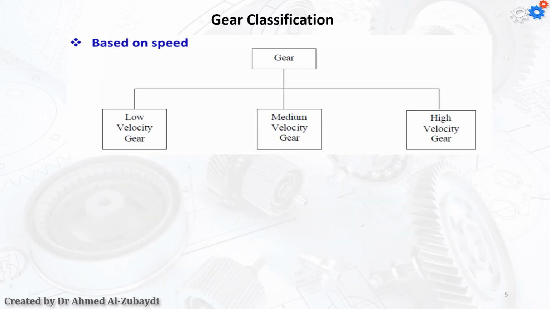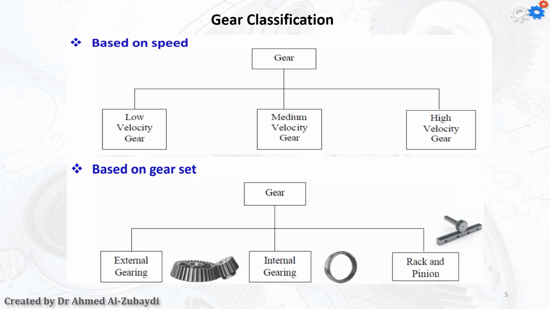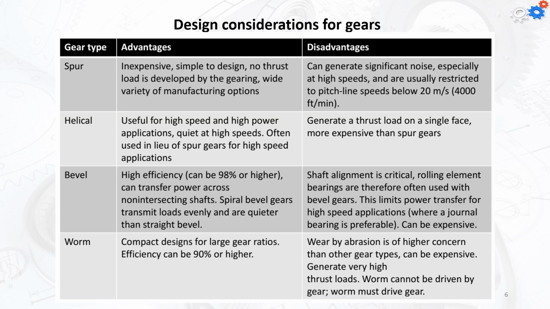Another way of classification is based on speed. We can have low velocity gears, medium velocity gears, and high velocity gears. The other way is based on the gear set. We can have external gearings, where the gears mate using the external diameters, internal gearings, and the rack and pinion. The main four types of gears covered in this video are spur gears, helical gears, bevel gears, and worm gears.